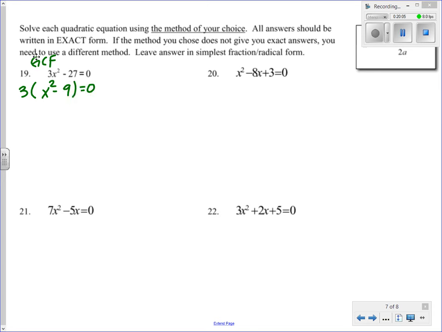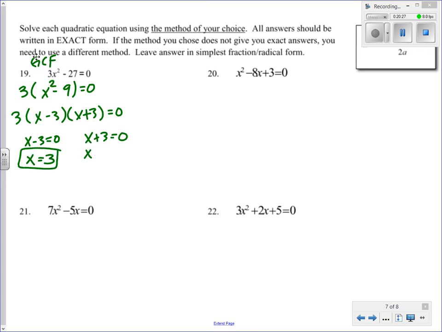This one's a difference of squares, and I know that's kind of a throwback. We haven't done difference of squares for a while, but it's something that we have learned this year. You can break up that x squared minus 9 into x minus 3, x plus 3. This gives us x minus 3 equals 0, and x plus 3 equals 0. Add 3 here, and we get x equals positive 3. Subtract 3 here, and we have x equals negative 3.